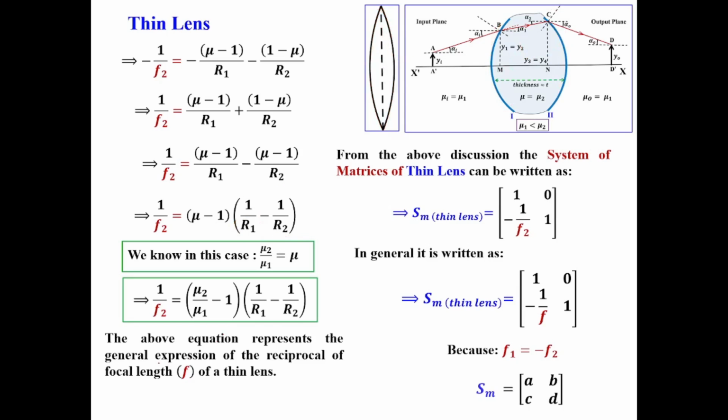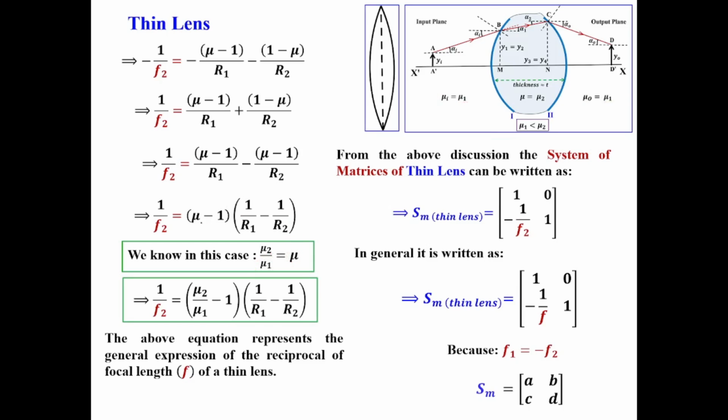Okay, we know mu2 by mu1 equal to mu. Why? Here we consider that this side and this side refractive index is 1. Why? This side and this side we consider as vacuum or air medium. So here mu1, here also mu1, refractive index will be 1. Okay, so mu2 by mu1 we considered mu, because mu1 value is 1.